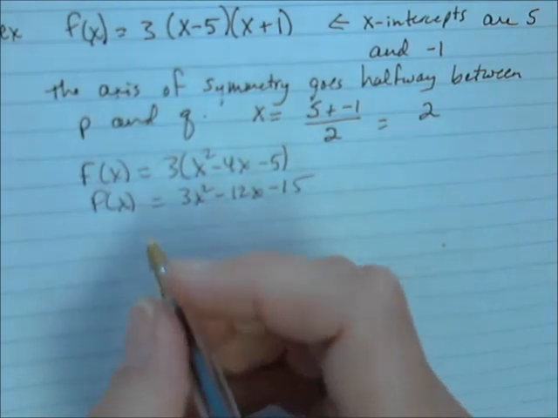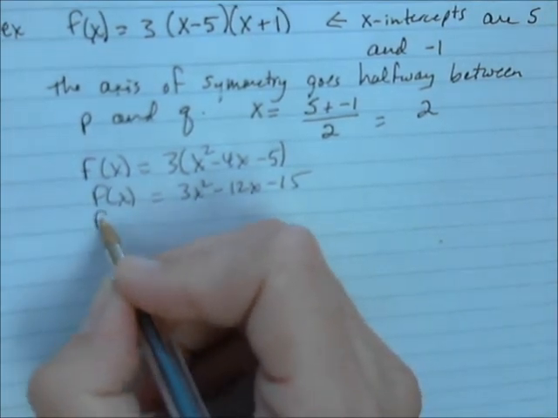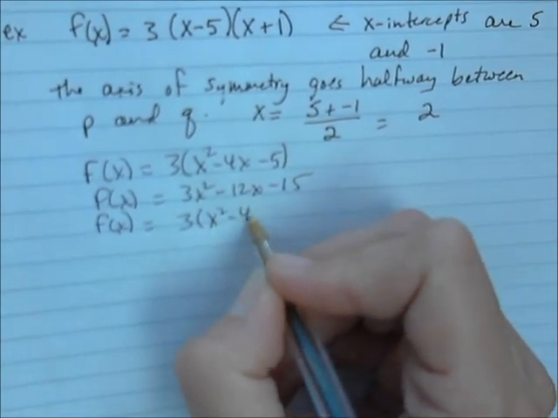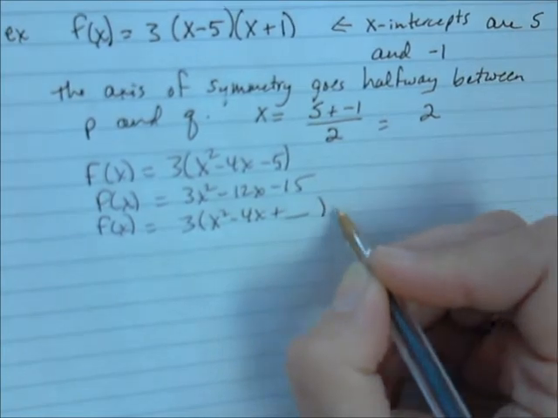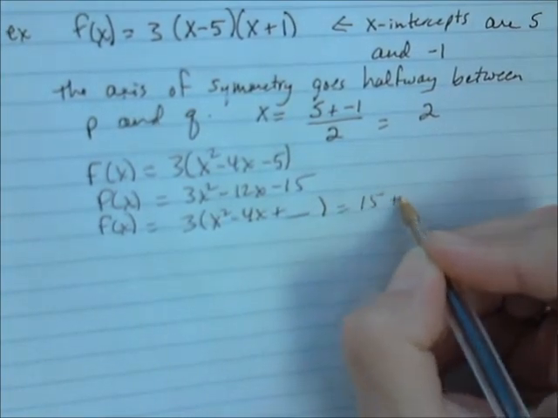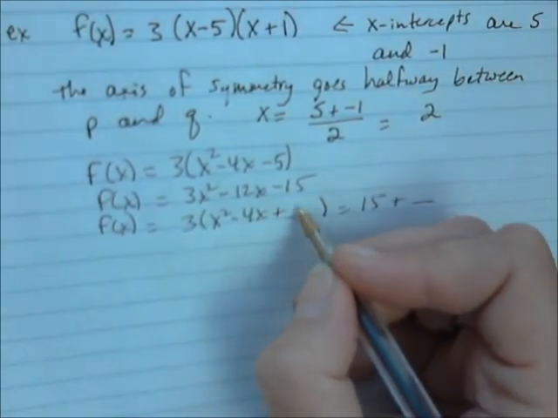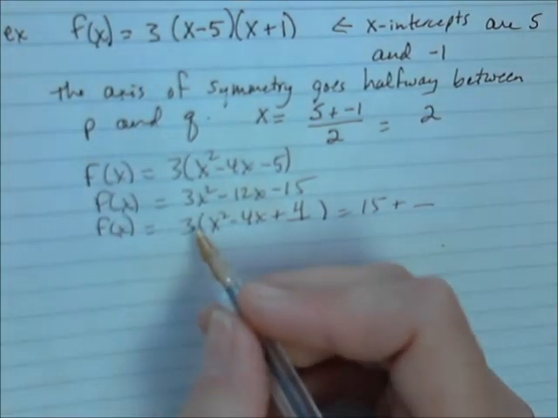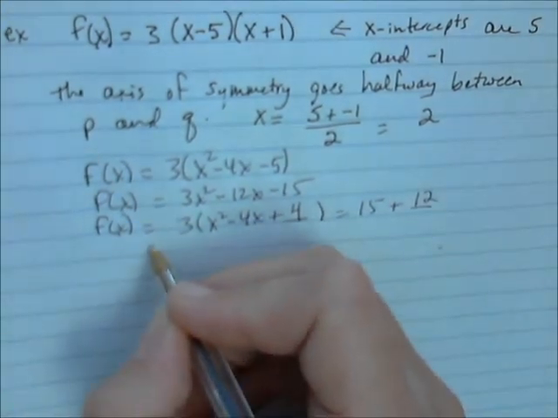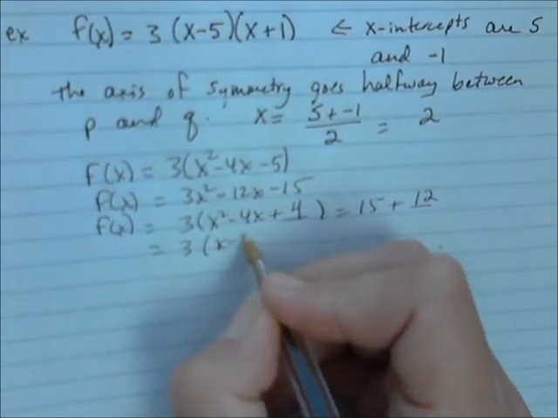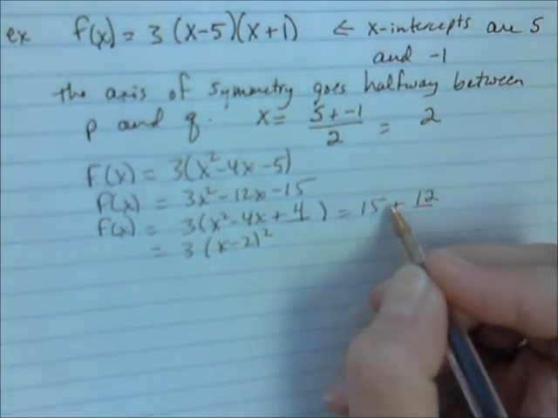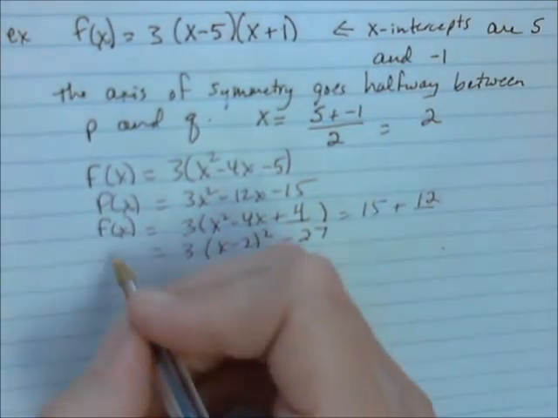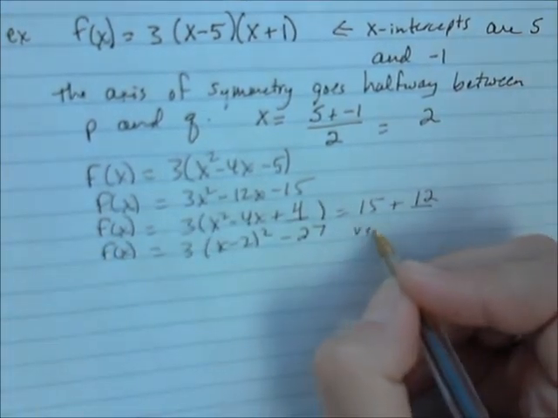And then if you wanted to turn it into vertex form, doing the complete the square, you'd say f of x is equal to 3 times (x squared minus 4x plus blank) equals 15 plus blank, and in the blank goes a 4, half of b squared. And over on this side in the blank goes 3 times 4, which is 12. So we have 3 times (x minus 2) squared, and then 15 plus 12 is 27, so you'd have to subtract out the 27 from both sides. And here you'll have vertex form.